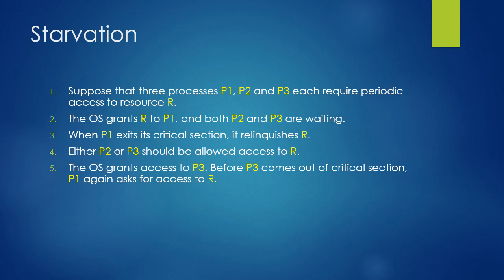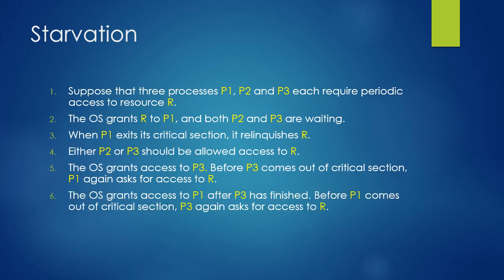Before P3 comes out of critical section, P1 again asks for access to R. The OS grants access to P1 after P3 has finished. Before P1 comes out of critical section, P3 again asks for access to R. The system keeps alternating between points 5 and 6.